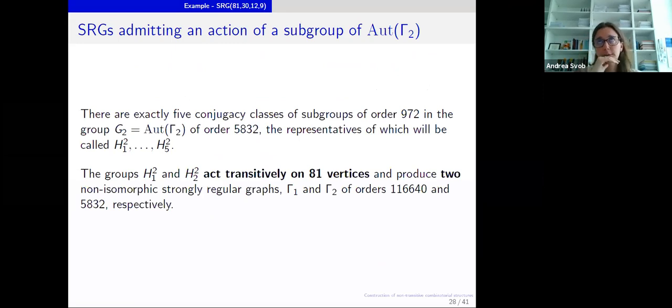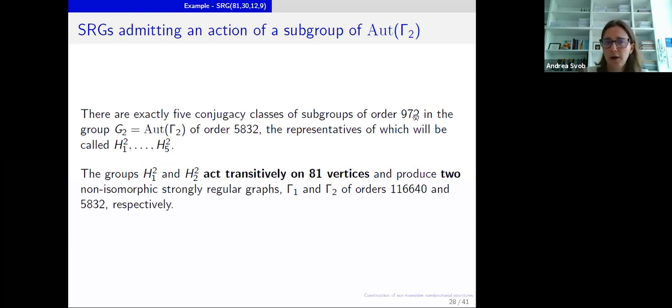I will just quickly go through the method, mostly through the results, to show you how we did that. But I will focus on this second known graph and the second automorphism group. I will tell you later why. So we started from the group of order 5832, which is the full automorphism group of the second graph that was known before, and we took the subgroups of order 972.